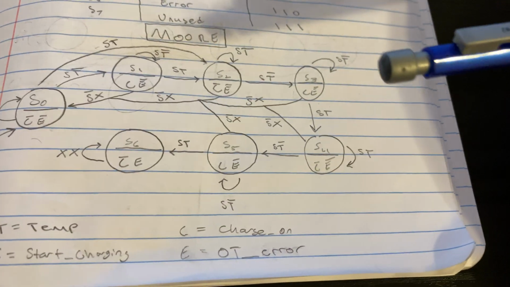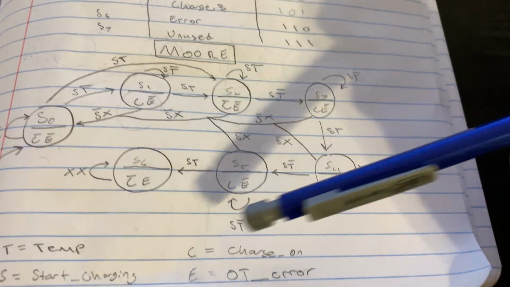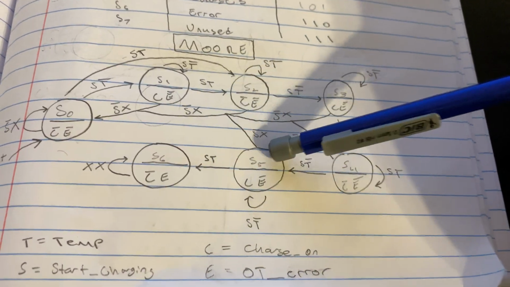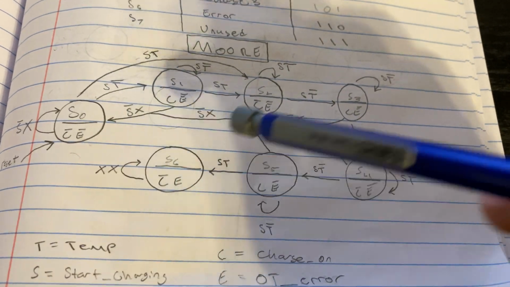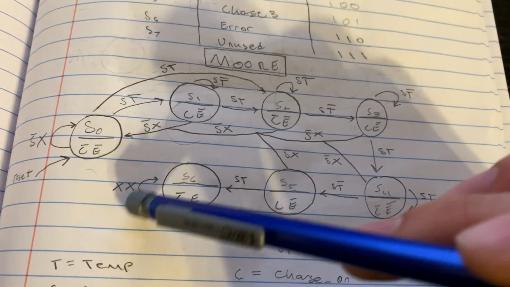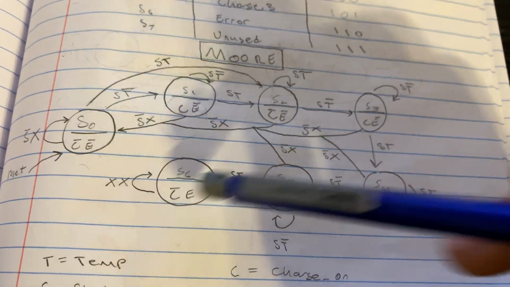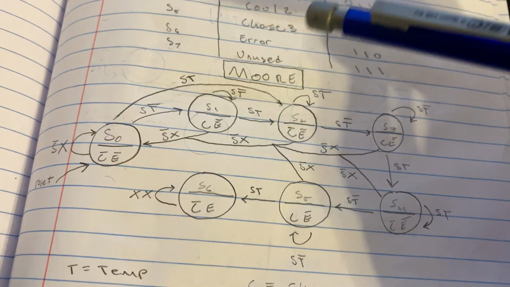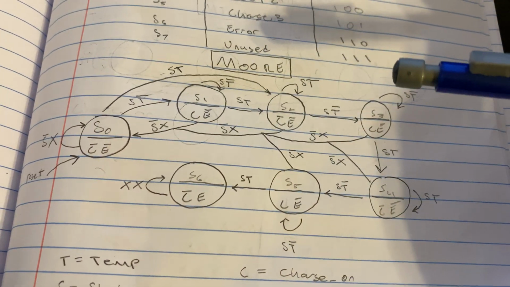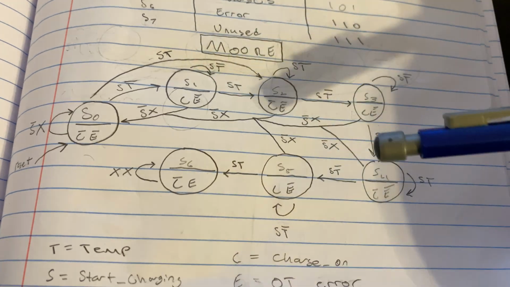it'll remain there until it gets another warning, and in that case it'll move to state 6 where it's in lockdown and the error is now active. There is no way for it to leave; it'll just keep looping in this state, and there's no way for it to go back to state 0 by turning off the start charging like all the other ones.